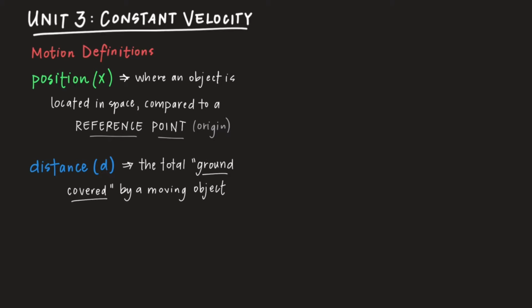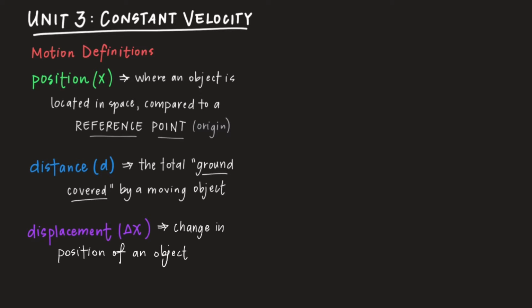Similarly, our next definition is kind of like distance, but it's different. It's called displacement. And the symbol for displacement is not d, because we already used that for distance. The symbol for displacement is delta x. So we've got another Greek letter there, that delta, that triangle. But the displacement tells us the change in position of an object.